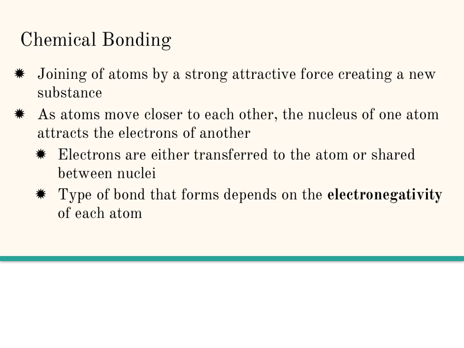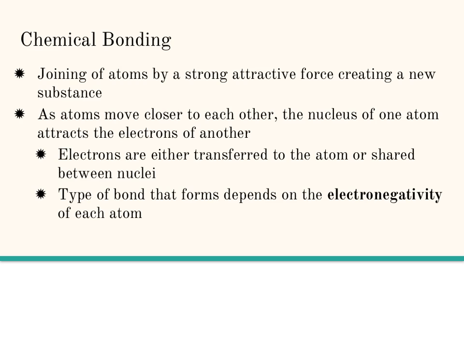So we have two or more atoms that are attracted to one another, and as a result, a new substance is created. As atoms move closer to each other, the nucleus of one atom will begin to attract the electrons of another. And we saw that in our bonding tutorial yesterday, that the nucleus can start to pull on a different atom's electrons. Okay, as a result, electrons are either transferred to the atom or shared between the nuclei.